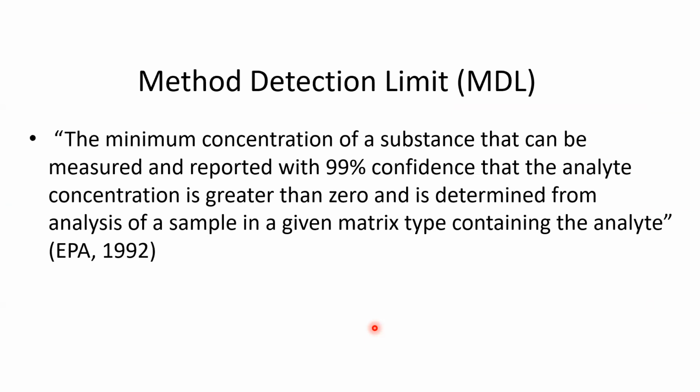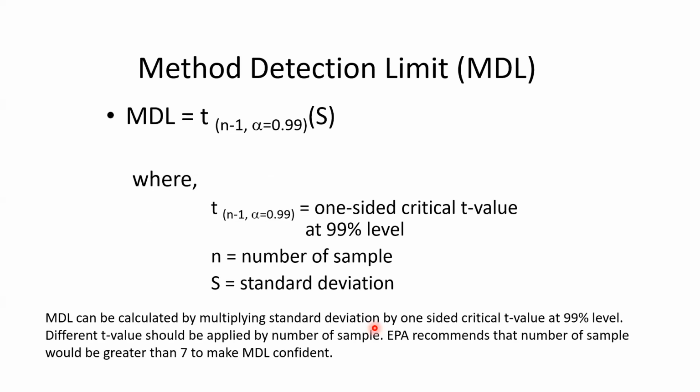Any instrument has a certain detection limit. That's called the method detection limit. It is the minimum concentration that the instrument can measure with 99% confidence that the analyte concentration is greater than zero, and it is determined from the analysis of a sample in the given matrix type containing the analyte. Basically, if you're running a wastewater sample after digestion and you're looking for heavy metals or certain other components, the machine will always give you a number, but what number can you trust? It has to be reported with a 99% confidence limit.